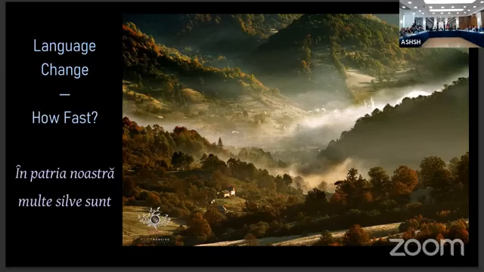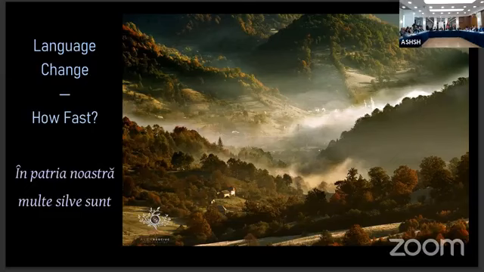And I read this line, "In patria nostra multe silve sunt," and it's deliberately chosen as the first line. Actually, it's the Latin equivalent. "In patria nostra multe silve sunt" was the first lesson that Romanian school children had to learn when they were being taught, or indoctrinated, in the fact that, as everyone knows, Romanian is a Romance language that comes from Latin.